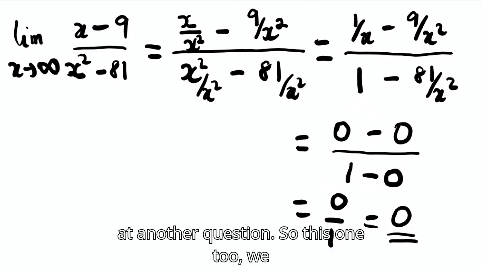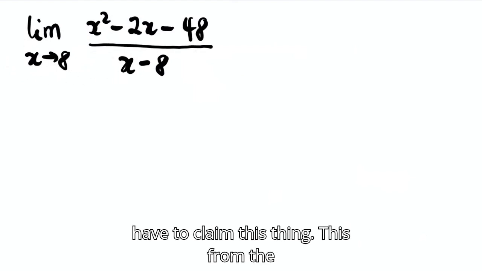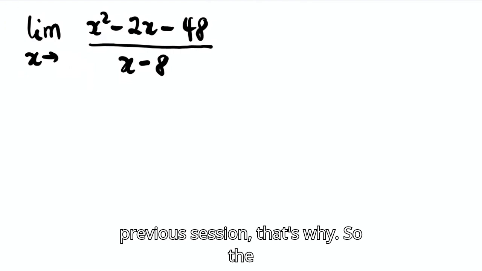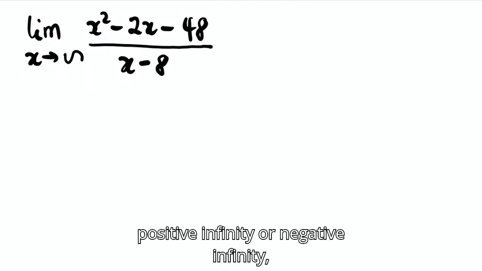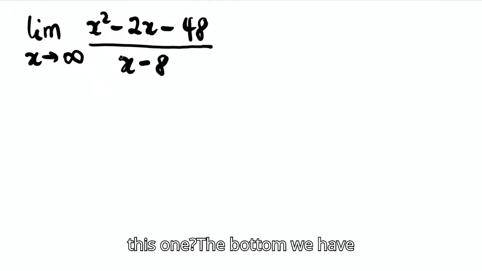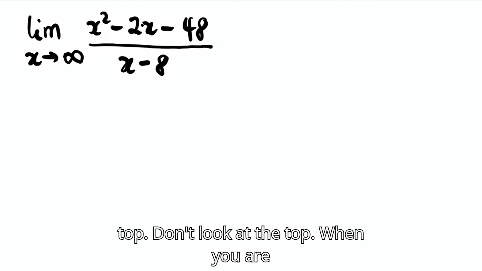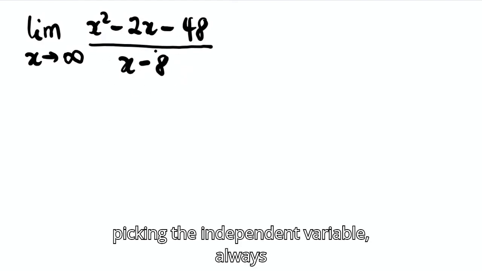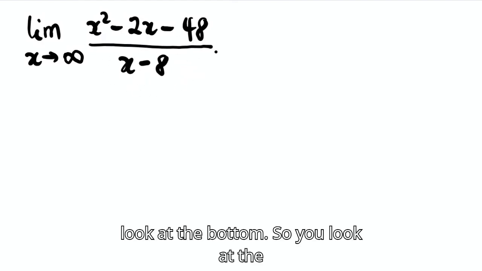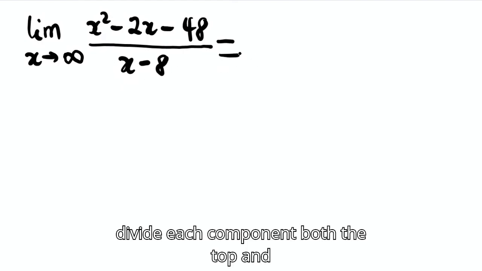Let's look at another question. So this one too, we have to clean this thing. This is from the previous session, that's why. So positive infinity or negative infinity, we have the same thing. So how do we do this one? At the bottom you have x, right? Don't look at the top. When you are picking the independent variable, always look at the bottom. If you look at the bottom, you are having this. So x is what we are picking. We are picking x to divide each component, both the top and the bottom.